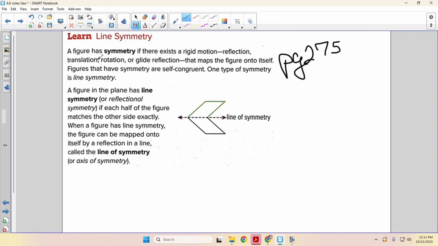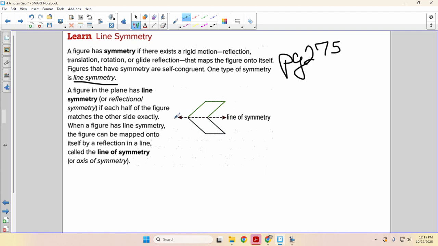A figure has symmetry if there exists a rigid motion, could be a reflection, translation, rotation, or a glide reflection that maps the figure onto itself. Figures that have symmetry are self-congruent. One type of symmetry is line symmetry, and that's what we're going to be looking at today. A figure has line symmetry if each half of the figure matches the other side exactly. So if you folded your paper along the line of symmetry, each half matches each other exactly.